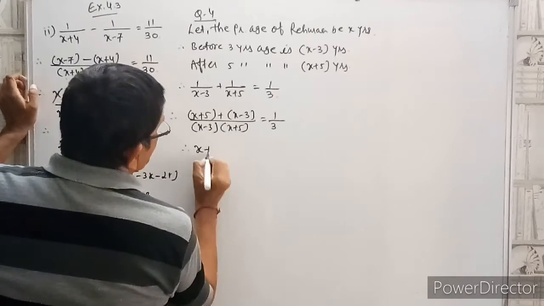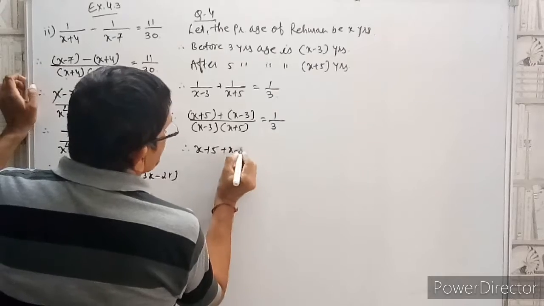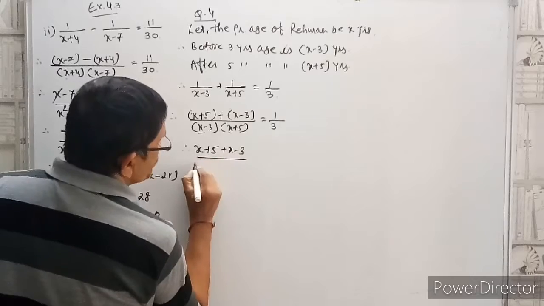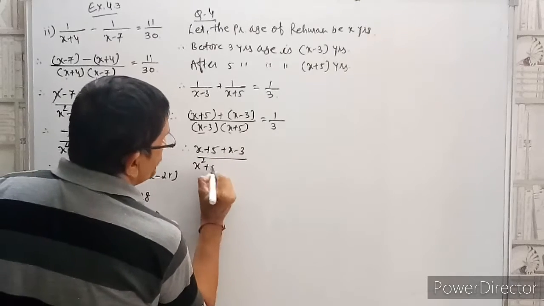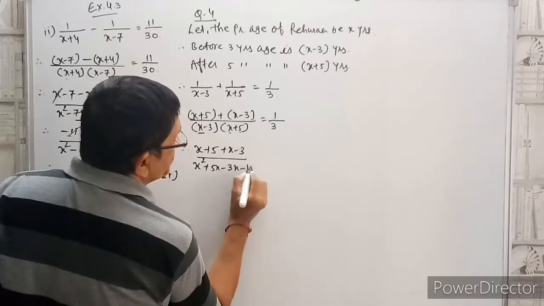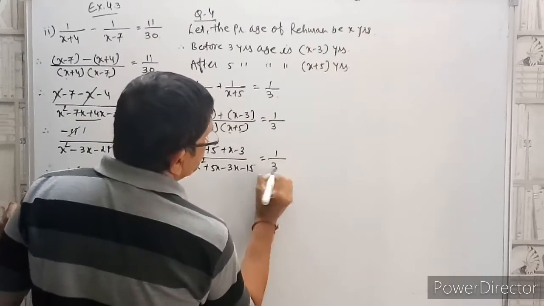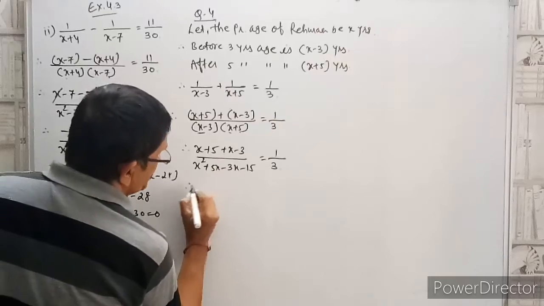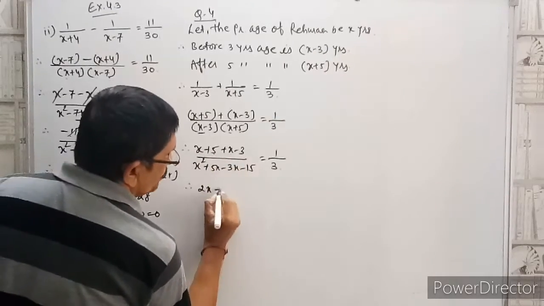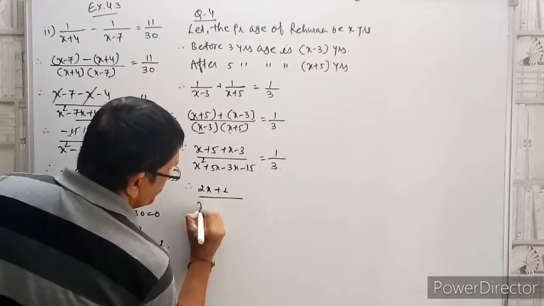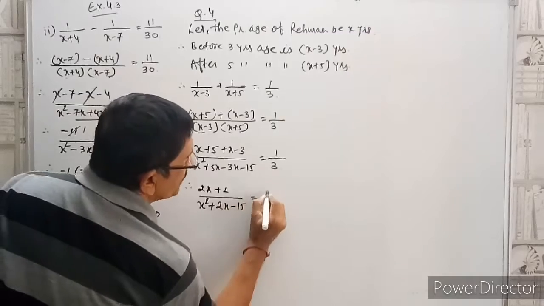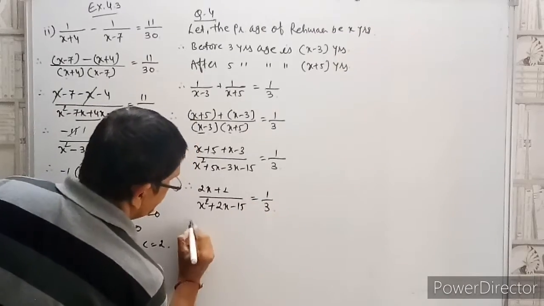It is x plus 5 plus x minus 3 upon, multiply this x with these two. So x into x, x square plus 5x minus 3x minus 15 is 2x, x plus x 2x plus 2 upon x square plus 2x minus 15 is equal to 1 upon 3.